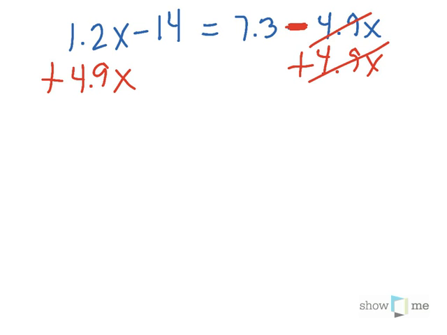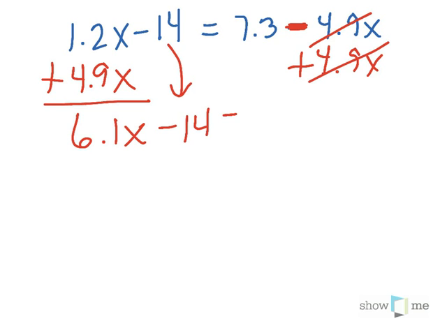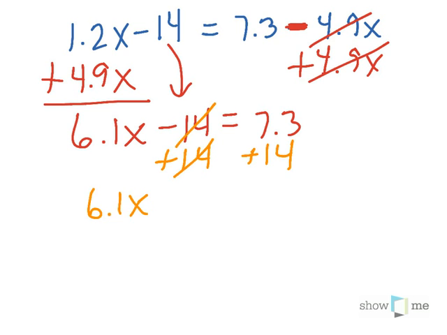So 1.2 plus 4.9, when I add those together, I'm going to get 6.1x. I still have my negative 14 equals, and on this side the only thing left is 7.3. So since my x terms ended up on the left, let's see if we can move the numbers that don't have a variable to the right. So let's add 14. Now 6.1x equals, and 14 plus 7.3 is 21.3.